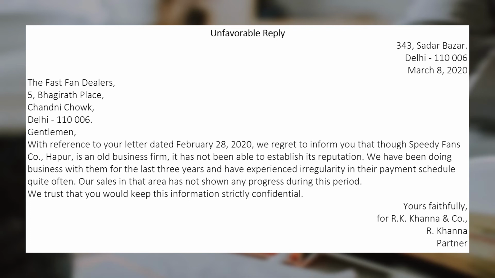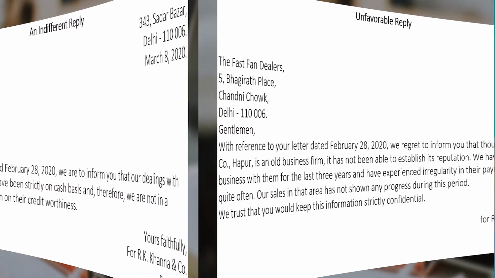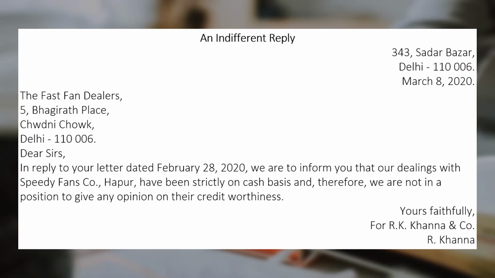The fourth letter, still in the status letter category, is a sample by R.K. Khanna and company expressing their inability to comment on the agency seeker in question. Also, there could be an indifferent reply from a third party, which makes it very difficult for a manufacturer to take a decision. In this case, it becomes the decision or the go-ahead of the manufacturer at his will. He may want to move ahead with it or he may want to drop it.